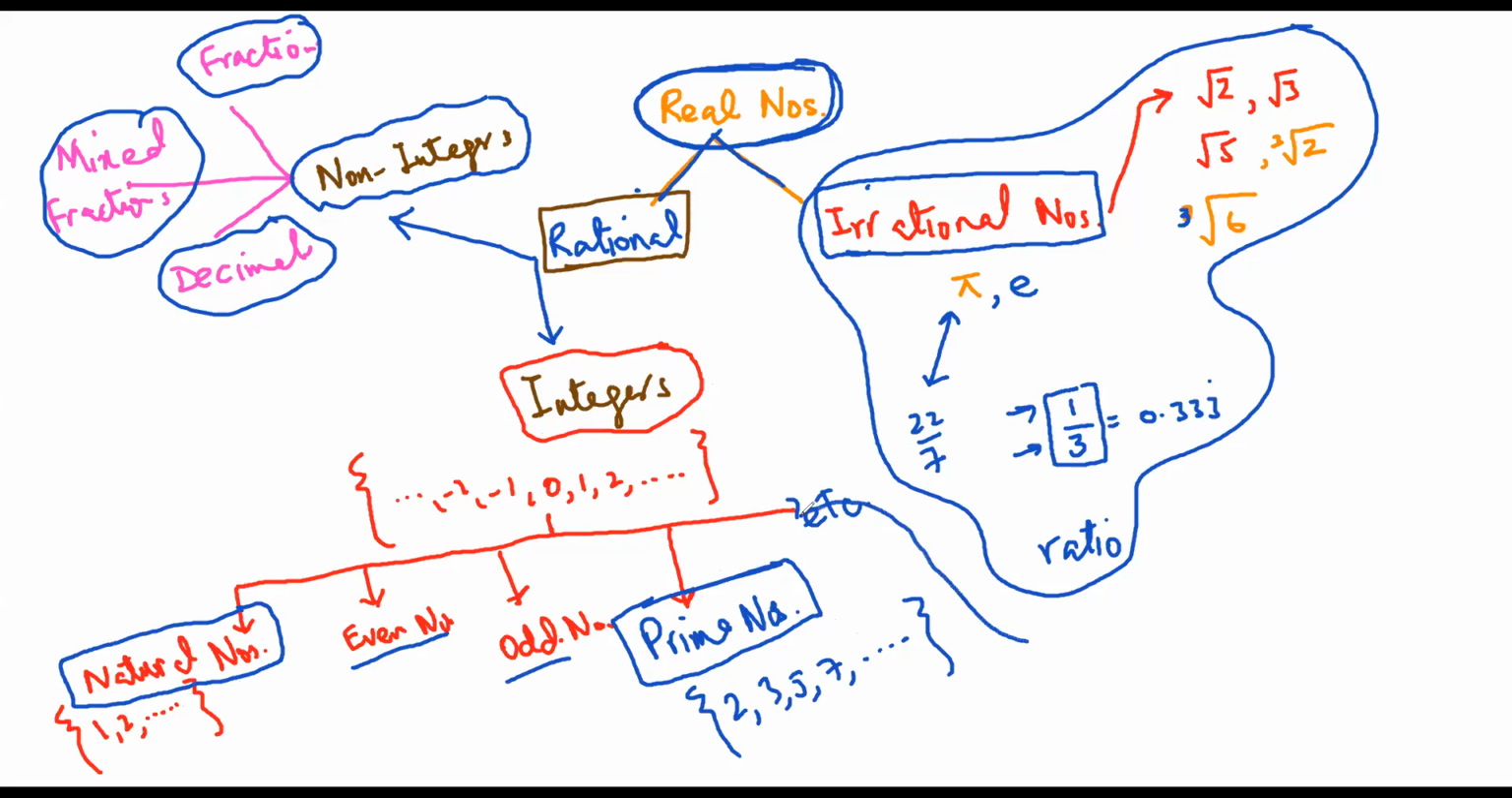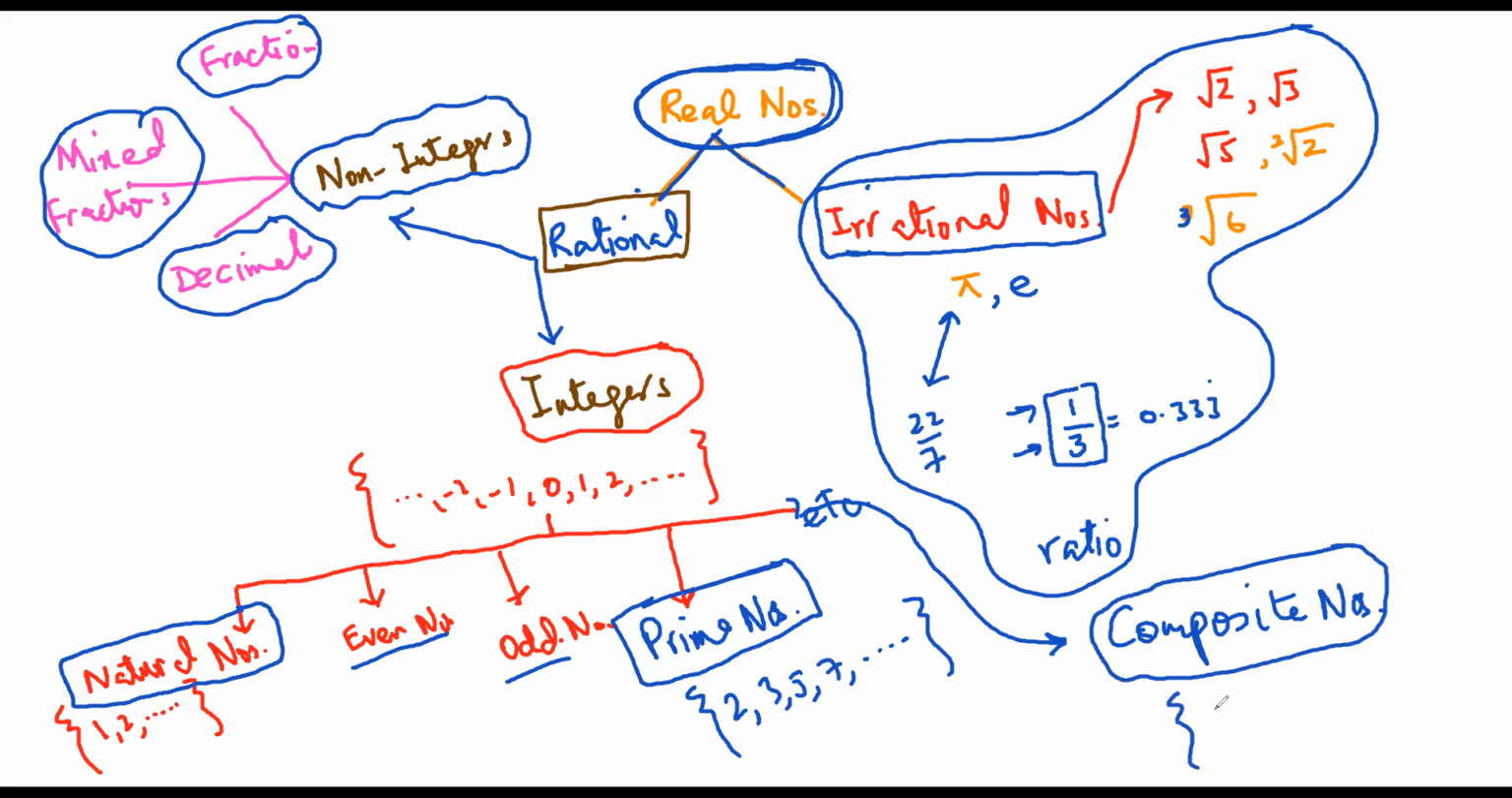There is one other type of number, the composite numbers. Composite numbers are somehow the opposite of prime numbers. These numbers have more than two factors, like 4, 6, 8, 9, 10, and so on.